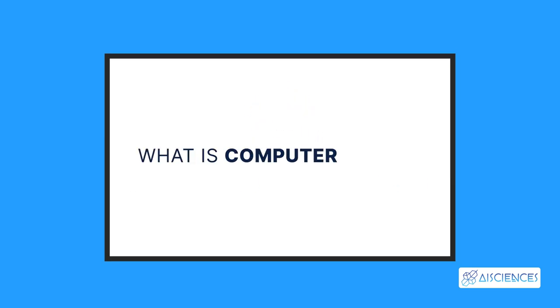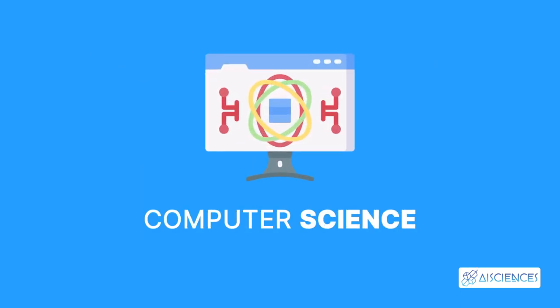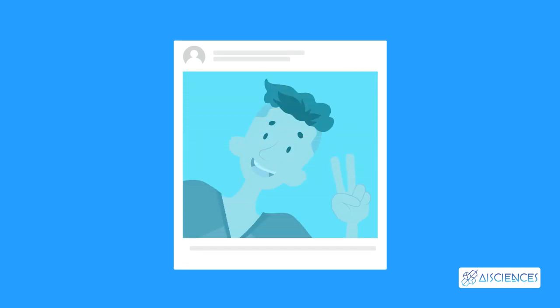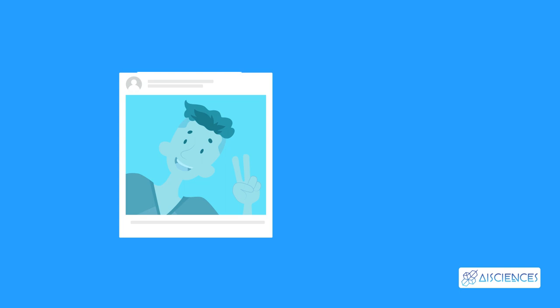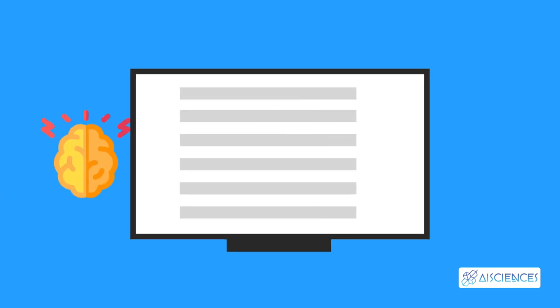But what is computer vision? Computer vision is a subfield of computer science that focuses on enabling machines to see, identify, and process images exactly as human vision does. And, of course, the machine also provides appropriate output. In simple terms, computer vision imparts human intelligence and instincts to a machine.